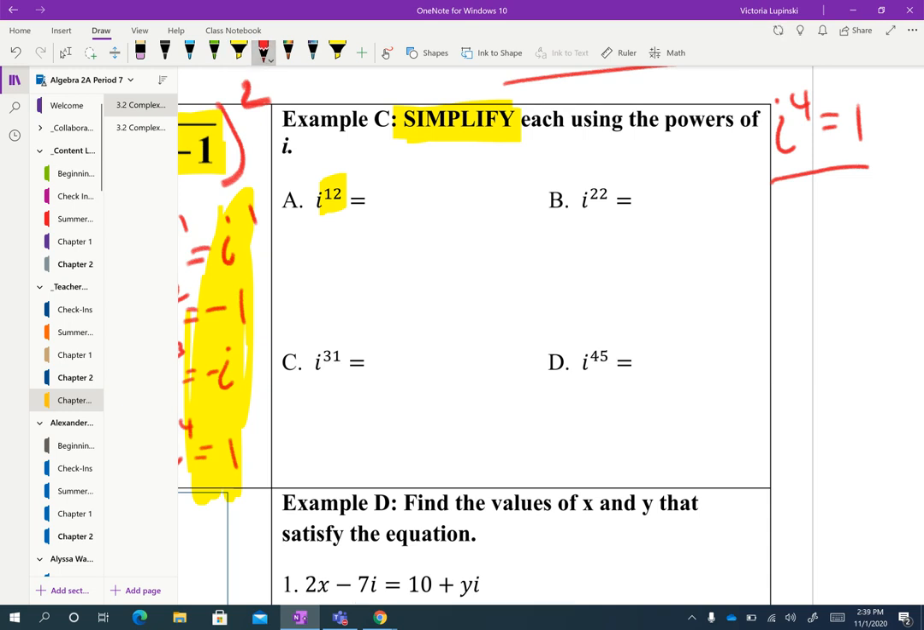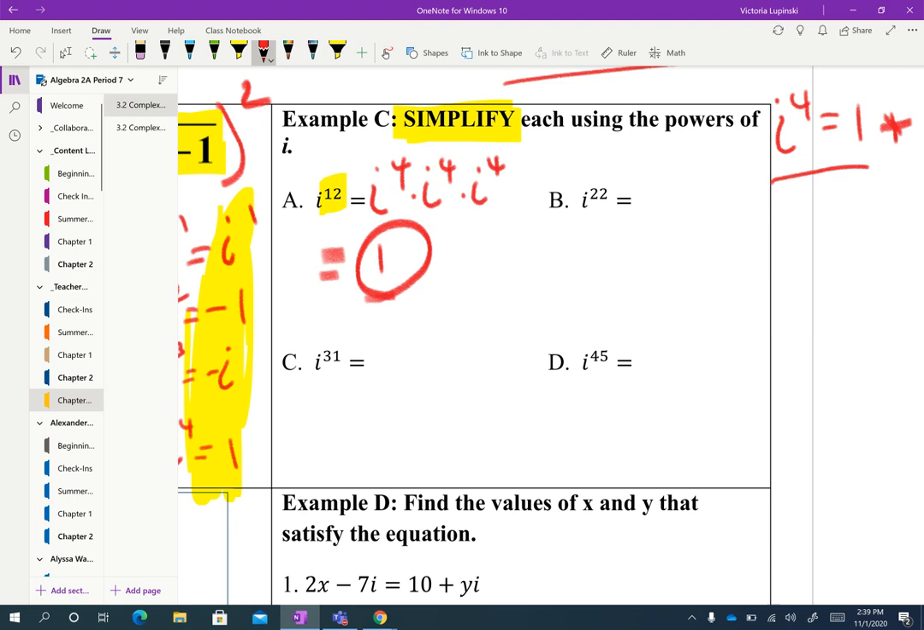Because 12 is evenly divisible by 4, you know that your answer is going to turn out to be 1. If you want to see why, you could break this up into I to the 4th, I to the 4th, and I to the 4th, because 4 plus 4 plus 4 equals 12. Because each of those I to the fourths is equal to 1, you're getting 1 times 1 times 1, which is why that answer is just equal to 1.